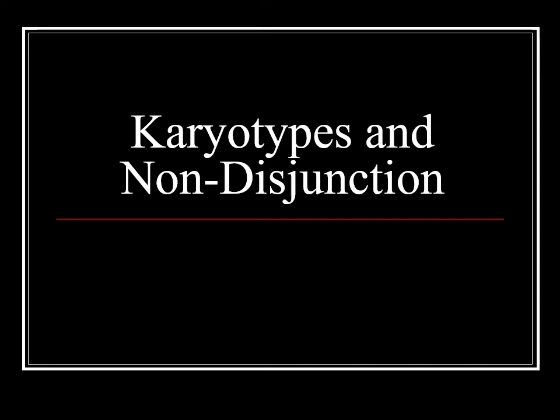Hi, ladies and gents. Today we're going to talk about what happens when our cells do not divide properly during meiosis. And so what we need to be able to do is identify what a non-disjunction looks like and results in, as well as how we can look at our chromosomes to determine what disorders resulted from the non-disjunction.